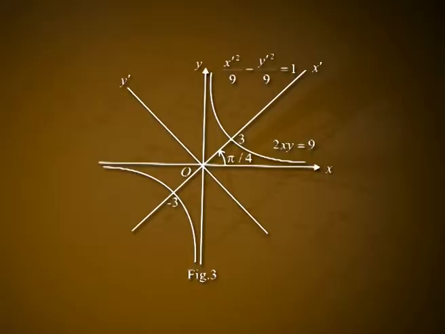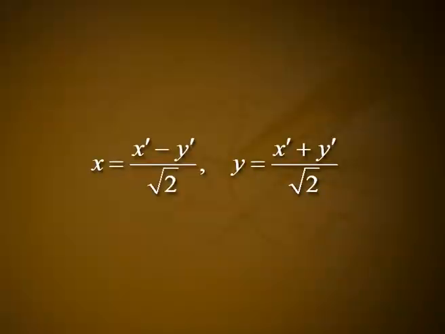Example 2. The x and y axis are rotated through an angle of π/4 radians about the origin. Find an equation for the hyperbola in the new coordinates. Solution. Since cos π/4 = sin π/4 = 1/√2, using equations 5 and 6, we obtain x = (x' - y')/√2, y = (x' + y')/√2.